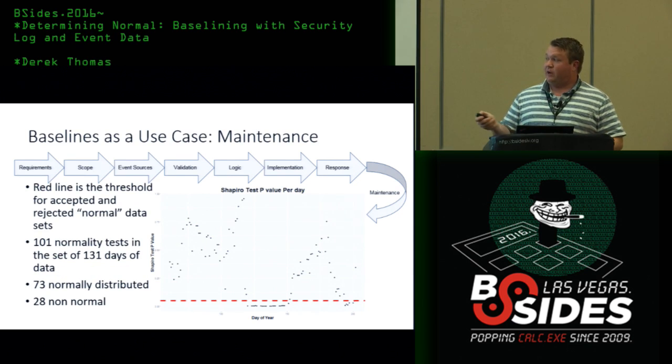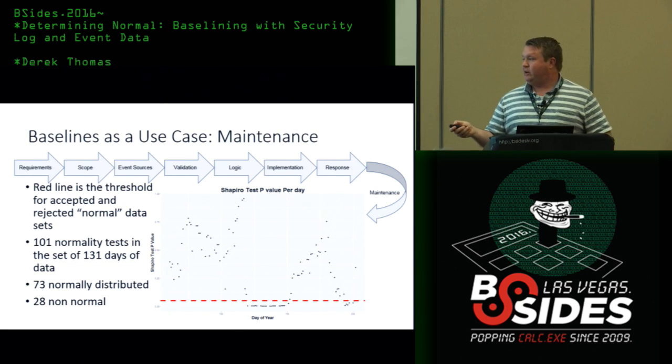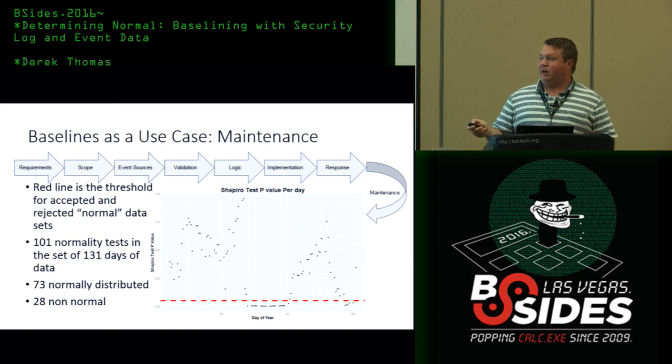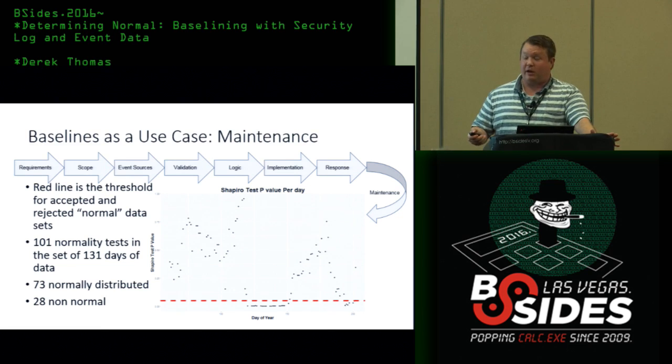So here's a graph. If you recall the p-values, if it's over 0.05, we can say that it's probably normally distributed. So here's a graph of every day that we generate a baseline over a period of about 101 days. So there's 101 baselines generated. We're graphing the p-value. So anything above this line is good. Anything below this line is bad. We see that 73 of them are from good data sets, 28 are not.